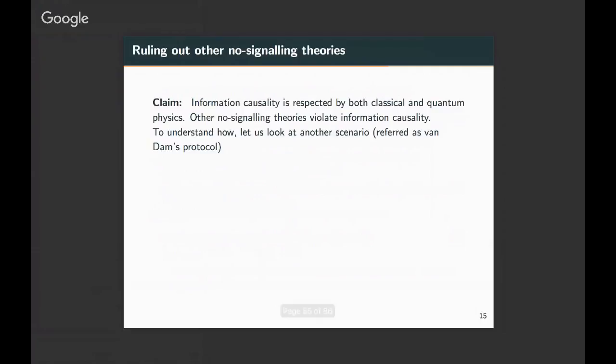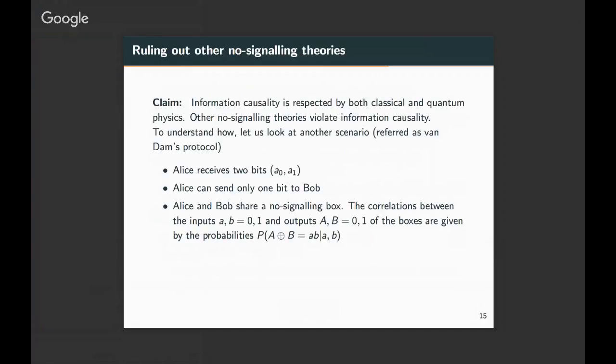Okay. To understand, let us look at another scenario, which is the Van Dam protocol, from some guy from Oxford who discovered a protocol. In this case, Alice receives 2 bits, A0 and A1. Alice can send only 1 bit to Bob, so M equals 1. Alice and Bob share a no signaling box. The correlation between the inputs A, B and the outputs of the box is given by A XOR B equals AB. So it's basically a PR box.